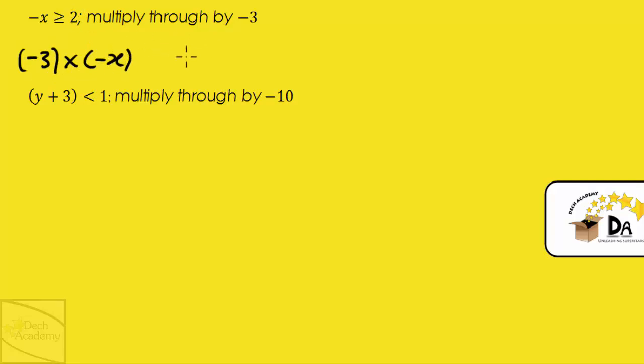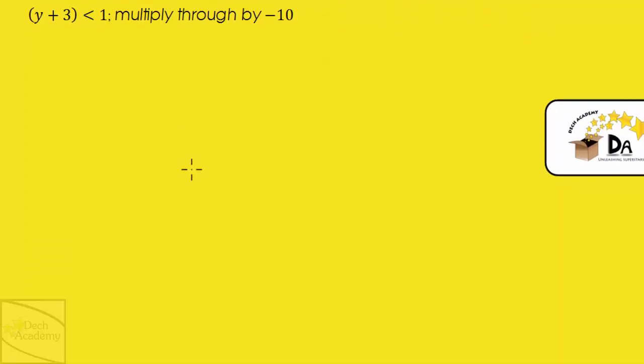Multiply the right hand side term by minus 3 as well. Because we're multiplying through by a negative number, the symbol has to reverse. The reverse symbol of greater than or equal to is less than or equal to. So simplifying this gives the following. On the left hand side, we have minus 3 times minus x, which is 3x, less than or equal to minus 3 times 2, which is minus 6.